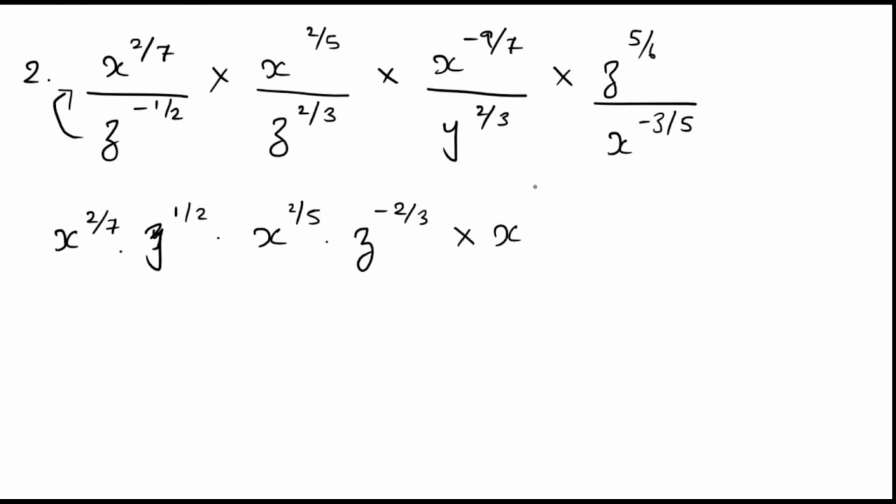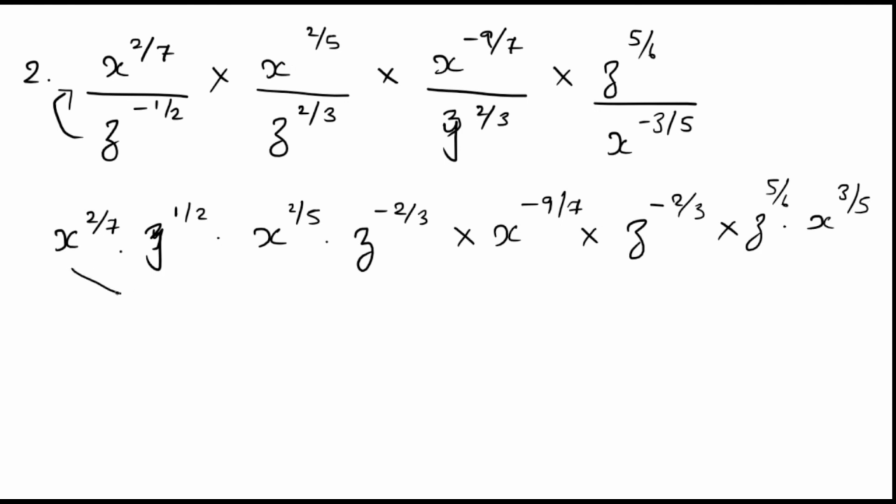into x to the power minus 9 by 7 into z to the power minus 2 by 3. 2 by 3 when it comes to the numerator will become minus 2 by 3 into z to the power 5 by 6 into x to the power 3 by 5.